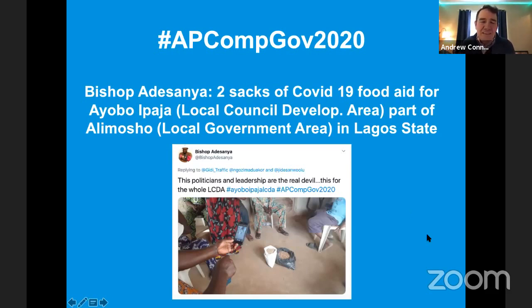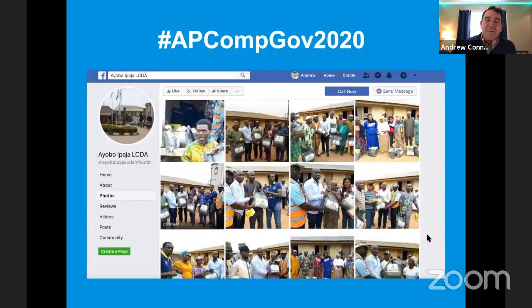I was really curious about this, so I started doing some research, and I did find, again, to dive a little deeper on this, I looked up the LCDA, and they actually have a Facebook group. And coincidentally, or maybe not coincidentally, there were a number of pictures of, it looks like, residents of this LCDA with what looks to be a local government official handing out much more than 2 sacks of food aid on their Facebook page.